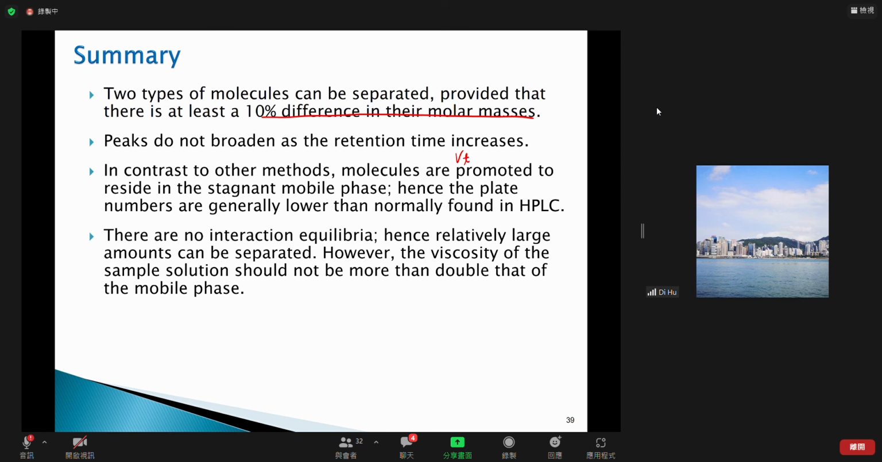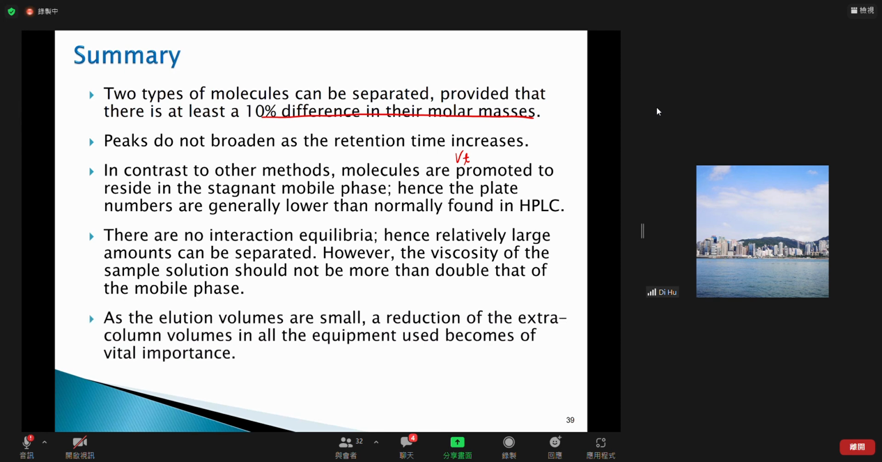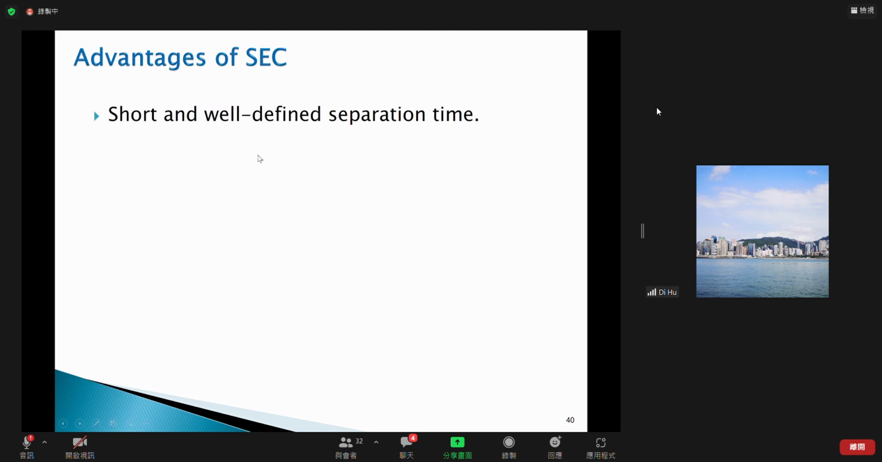However, the viscosity of the sample solution should not be more than double that of the mobile phase, because it needs to come out together with the mobile phase. As elution volumes are small, reduction of the extra column volume in all equipment becomes very important. You want to keep that extra column volume as small as possible, because it will cause peak broadening before you get to the detector.